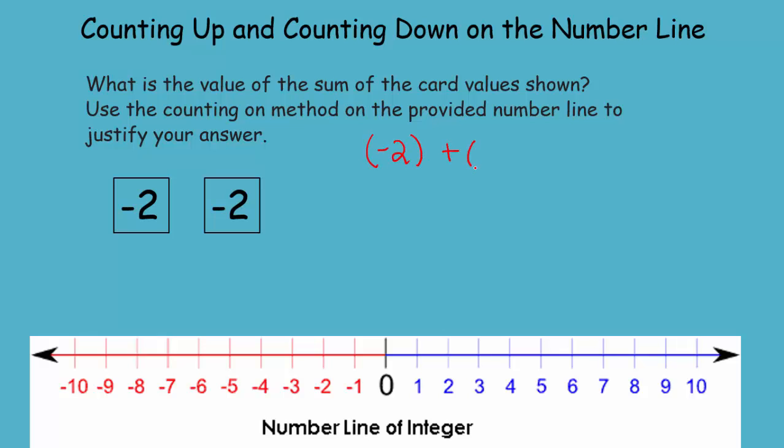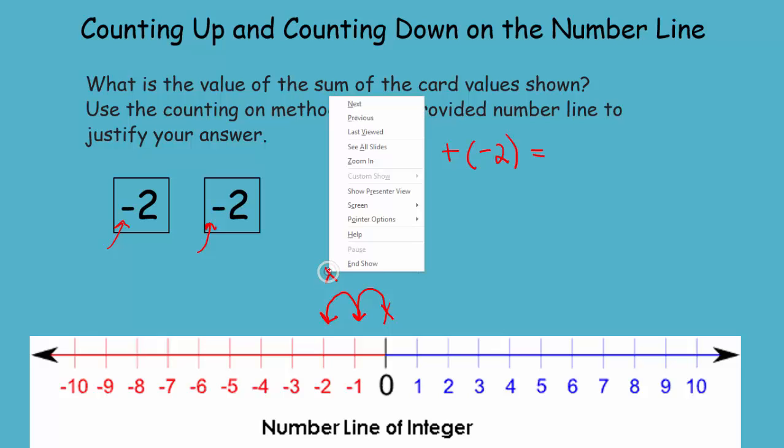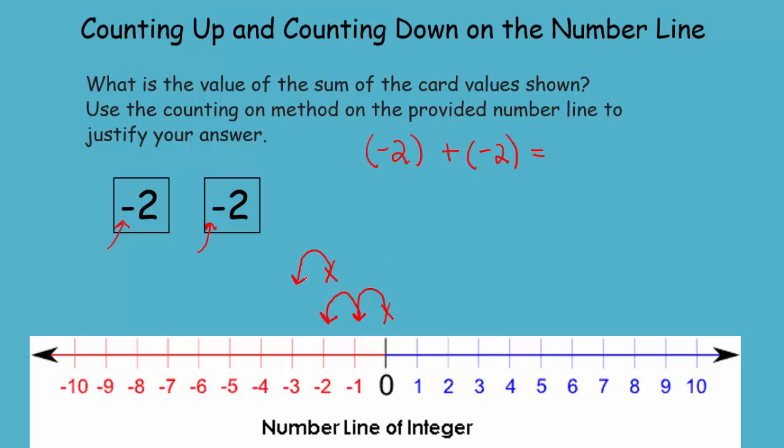Negative 2 plus negative 2. This time with both numbers I happen to be moving left and then moving left some more. Counting on method, I always start at 0. Negative 2 says I move 1, 2 units left. Then I'm at a negative 2. The next negative 2 says move 1, 2 more units left. And where have I ended up? I've ended up right here at a negative 4. So negative 2 plus negative 2 is actually a negative 4.